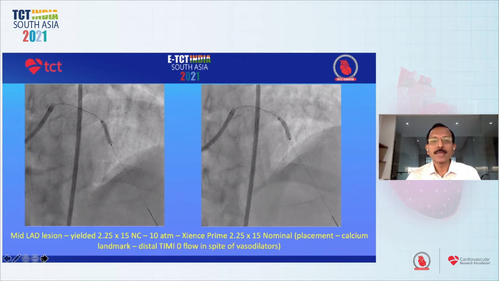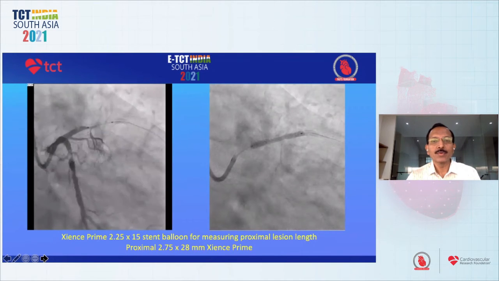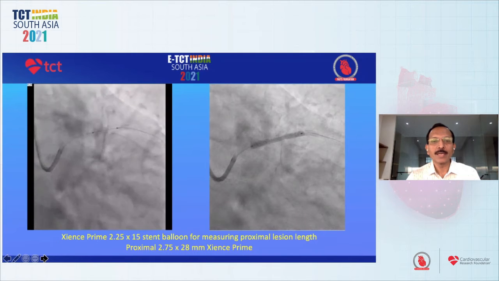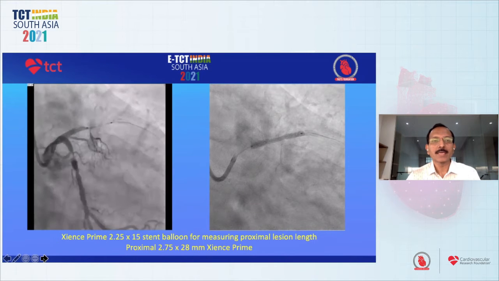So we stented the mid-LAD lesion with a Xience Prime 2.25 by 15 millimeter stent at nominal pressure. There wasn't any distal flow, so we placed the stent according to the calcium landmarks. The no flow persisted in spite of multiple vasodilator boluses. With the help of the same stent balloon, we measured the proximal lesion length and we stented the proximal lesion with a 2.75 by 28 millimeter Xience Prime stent.